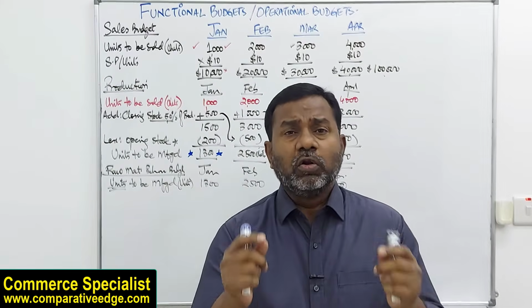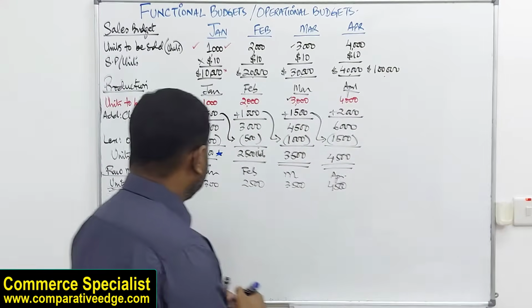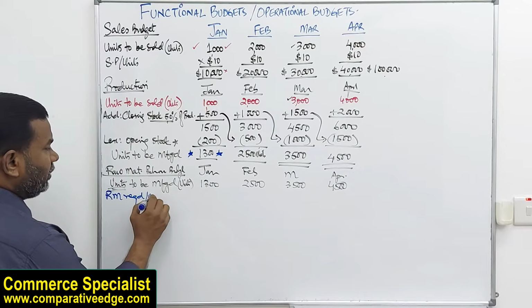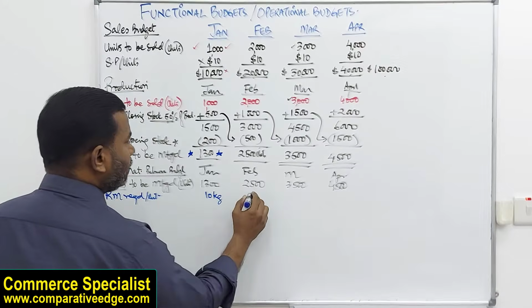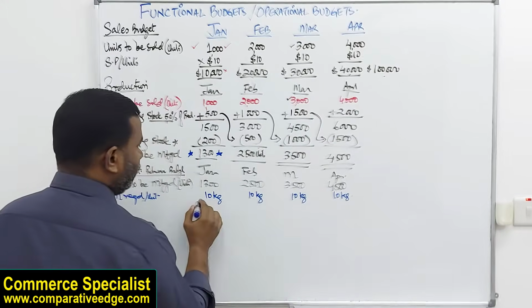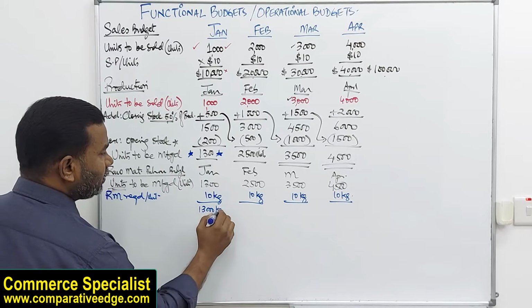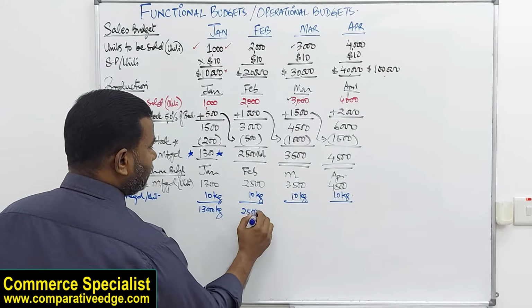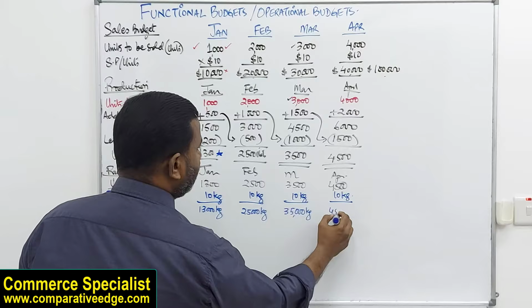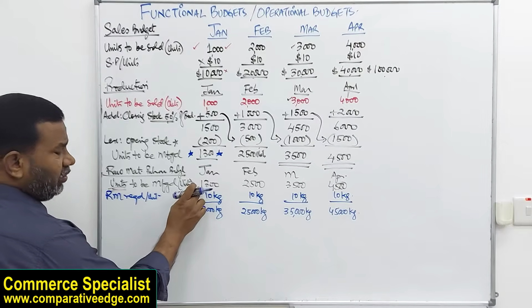Now I'm assuming in order to manufacture one finished unit, you require 10 kilograms of raw material. So I'm writing here raw material required per unit is 10 kilograms. So when you multiply 1300 into 10 will give you 13,000 kilograms. This will give you 25,000 kilograms. This will give you 35,000 kilograms. And this will give you 45,000 kilograms.